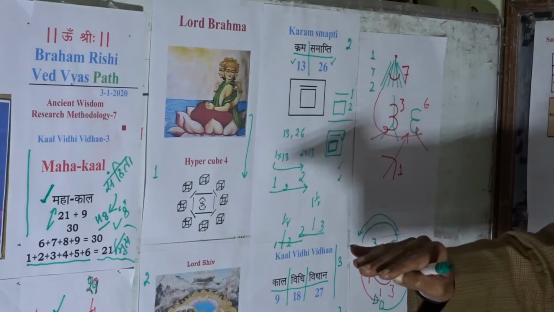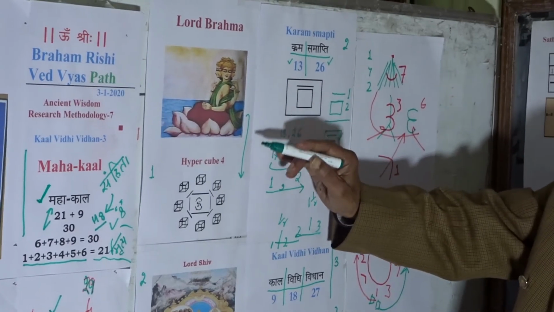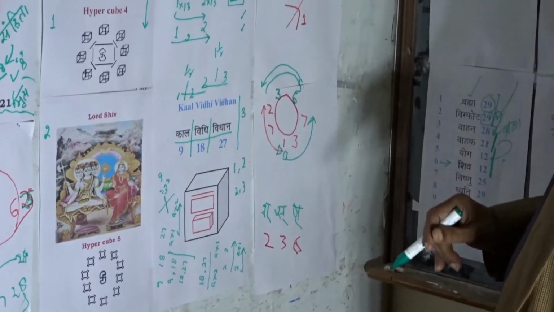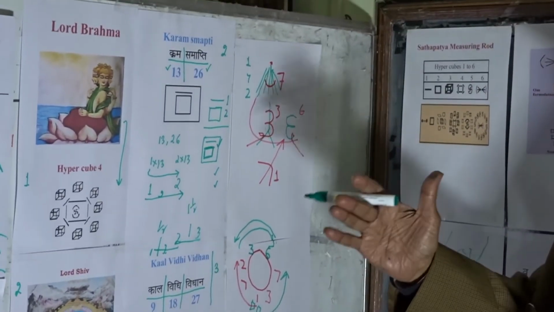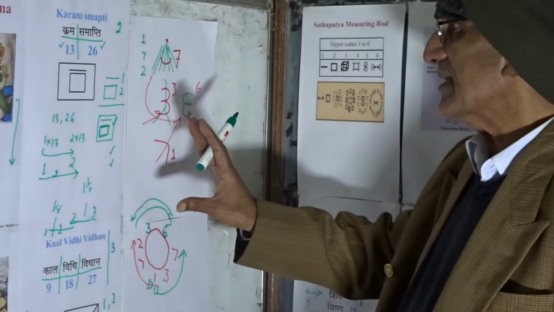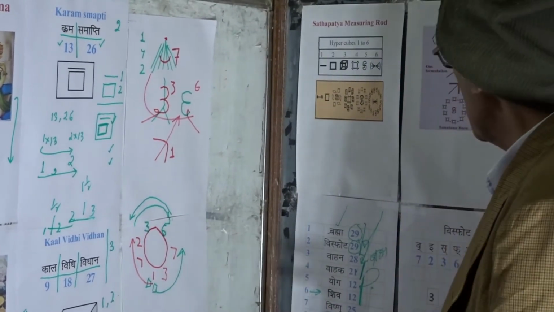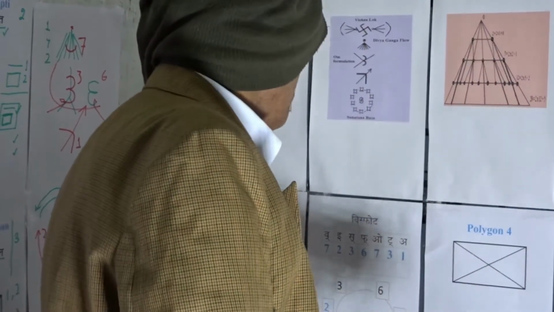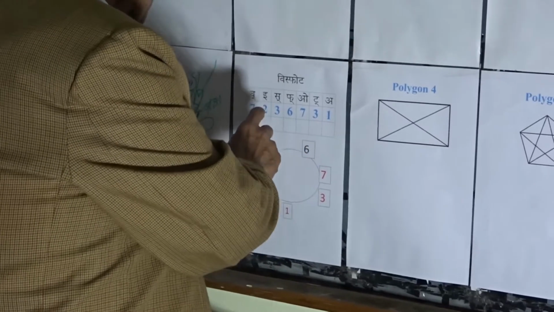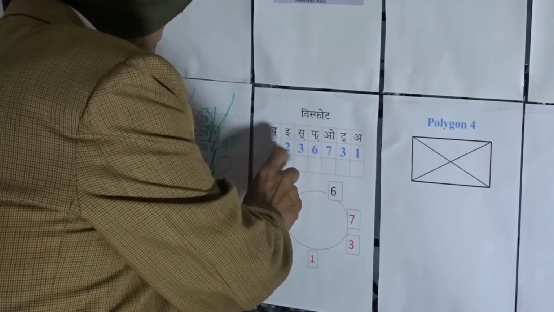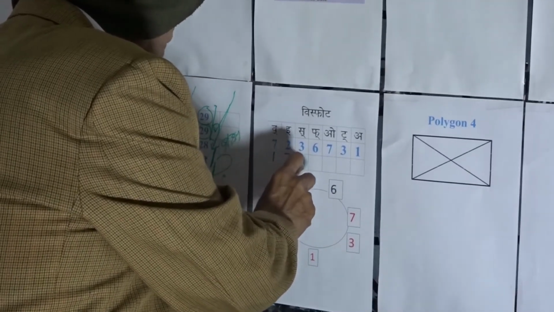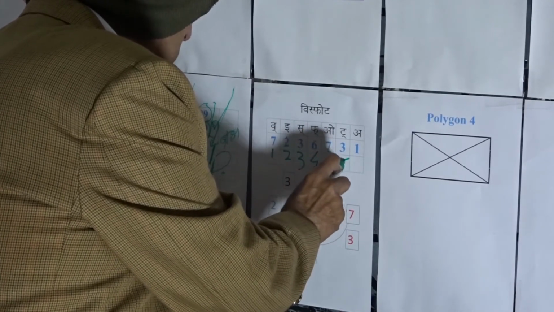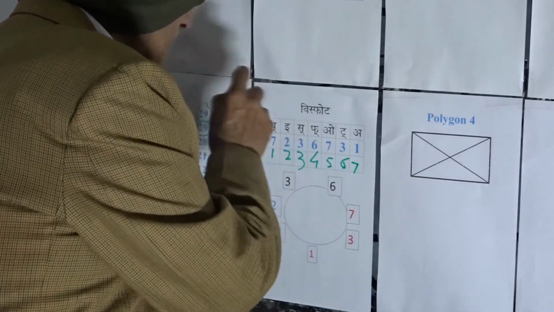For it, we have to proceed sequentially from hypercube 4 to hypercube 5, and thereafter to hypercube 6. Before we proceed further, let us revisit the formulation Visphot. The formulation Visphot is a composition of 7 letters. Therefore, the decomposition or explosion of the manifested creation is going to be of 7 steps.